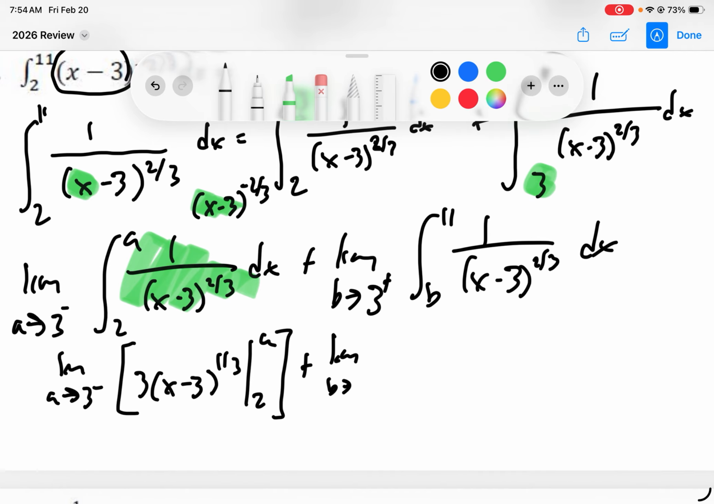Don't have to redo the integral. It's the same integral. 3 times (x minus 3) to the 1/3, evaluated from b to 11 this time.